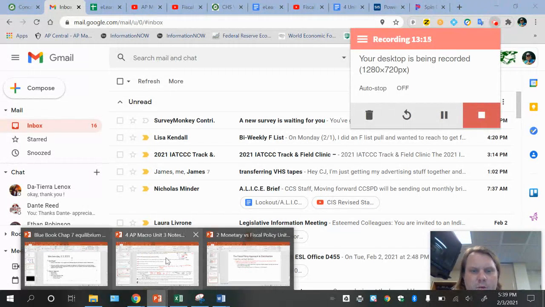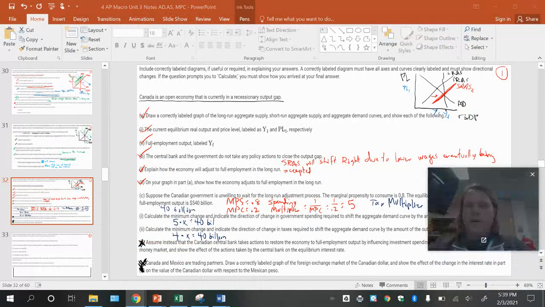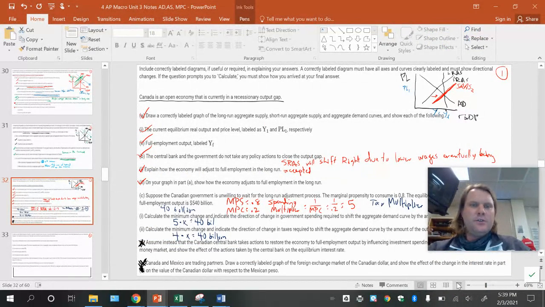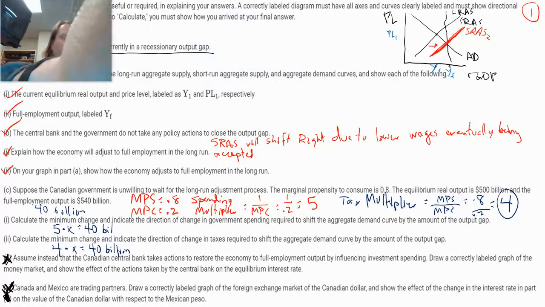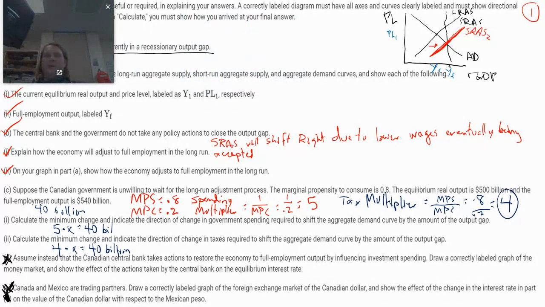Okay, guys, we're back here. Let's talk about how we found these answers here. I'm going to cover this up. Remember, we're in a recessionary gap. Okay, so we left you off. We did our graph up here.